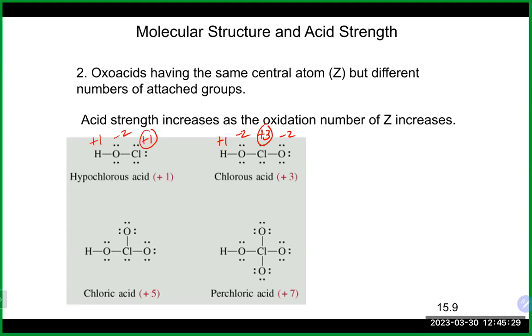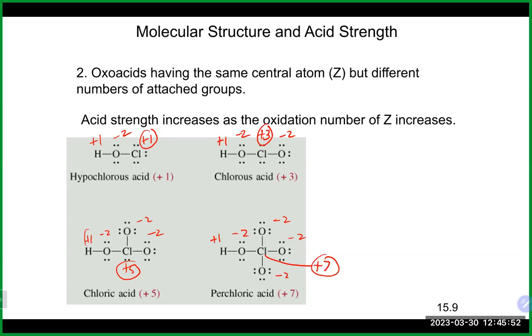This is the one we just did, -2, -2, -2, +1, giving us a +5 in this case. And here, this would be -2, -2, -2, -2, and +1. That's a -8 and a +1 means that this chlorine here has a +7 charge.